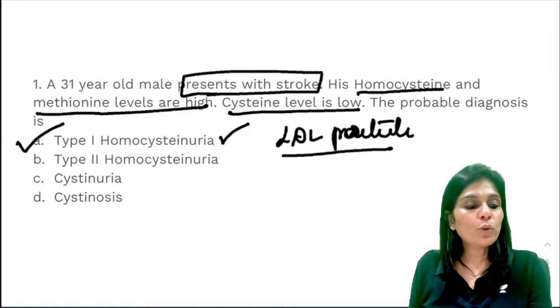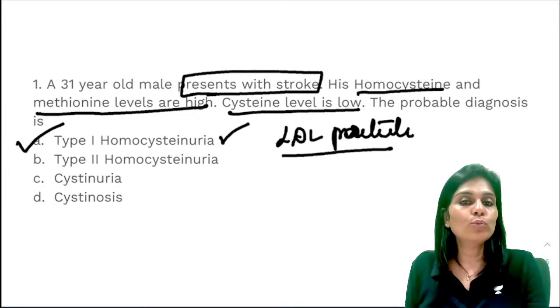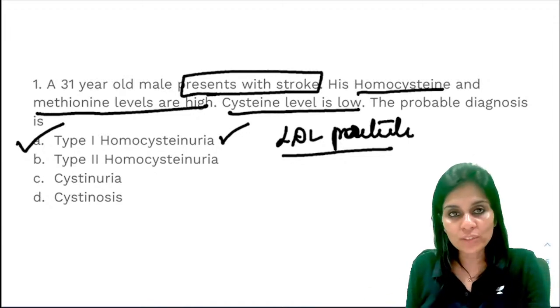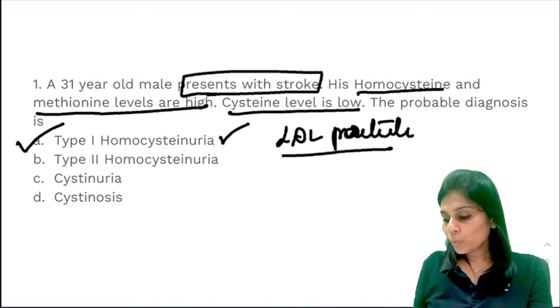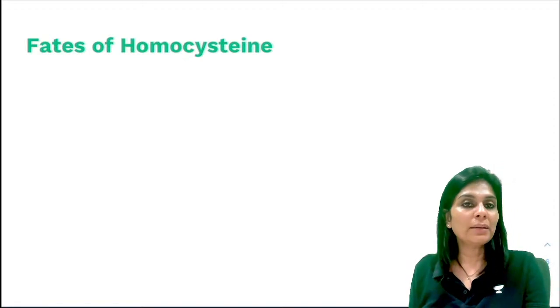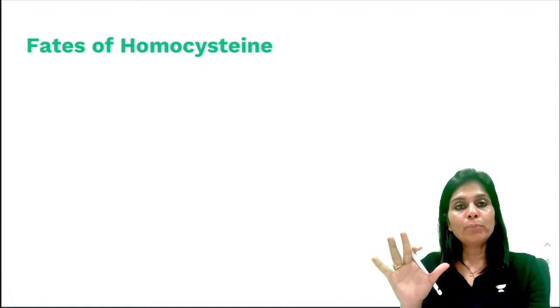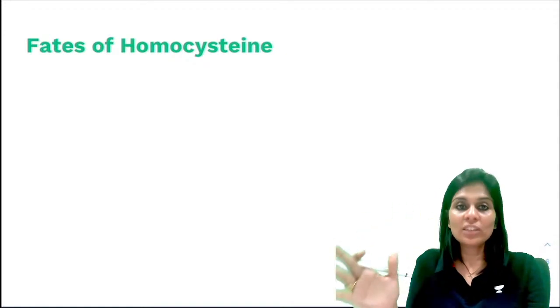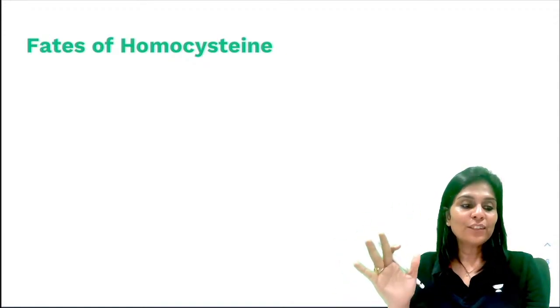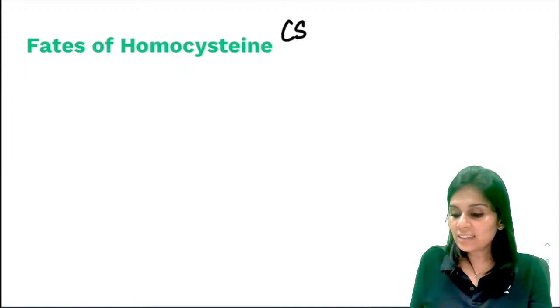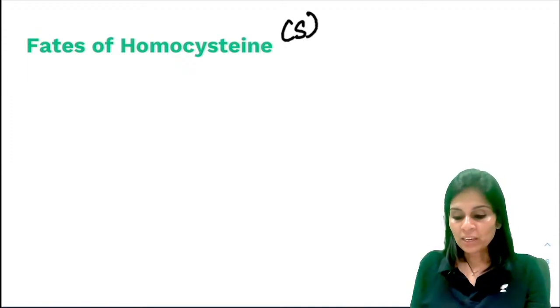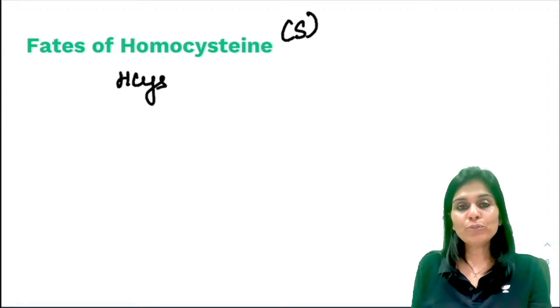But is it type 1 homocystinuria or is it type 2 homocystinuria? How do you find it out? For understanding that, you will have to know about homocysteine metabolism. I will give you just an outline that will help you in identifying whether it is type 1 or type 2. For understanding this, you will have to know that homocysteine is a sulfur containing amino acid. So this homocysteine can have two fates.